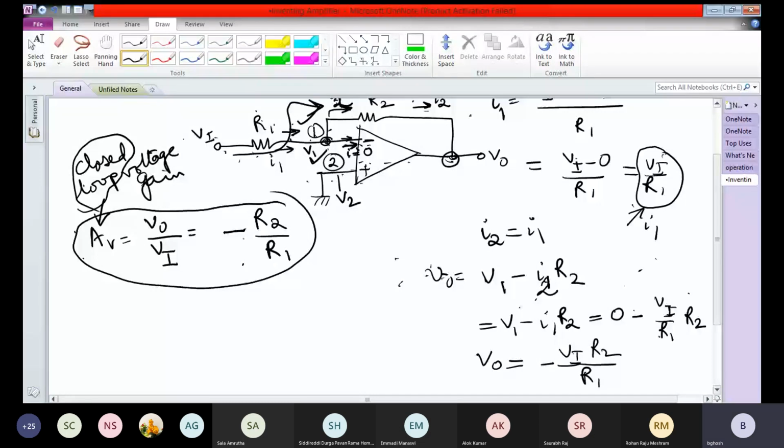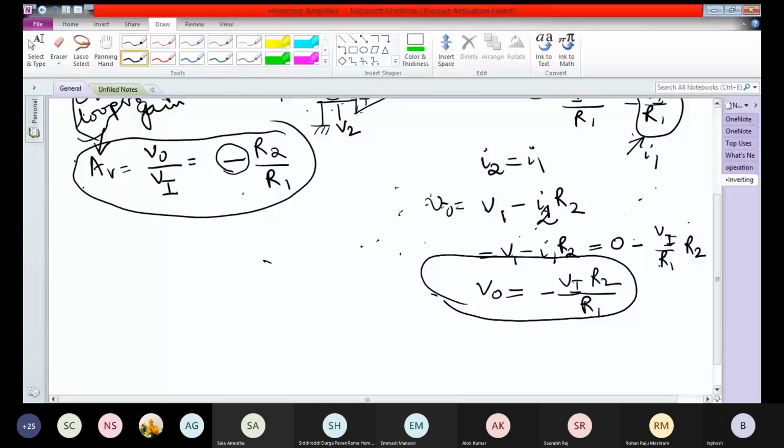The output is 180 degree out of phase with the input. Note also the difference between the open loop and the closed loop voltage gain. This is dependent on only the external resistances. There is no sign of what is inside the operational amplifier.